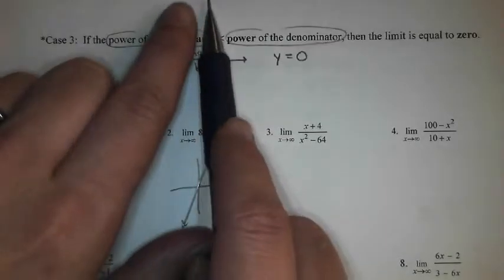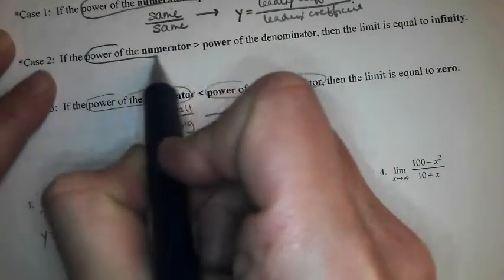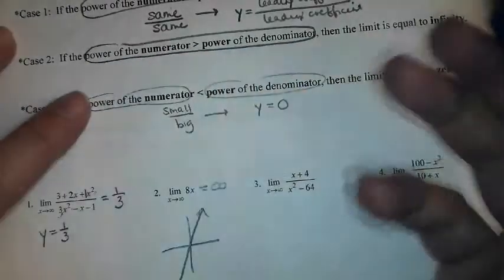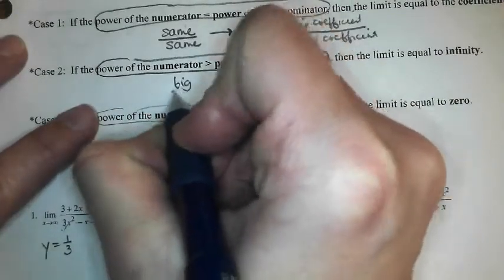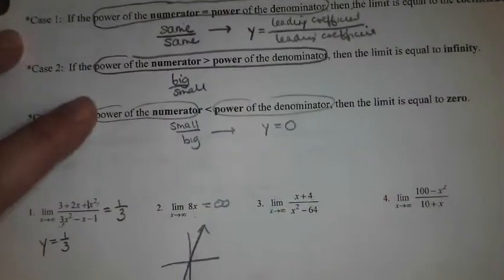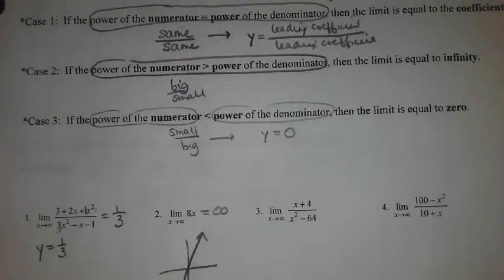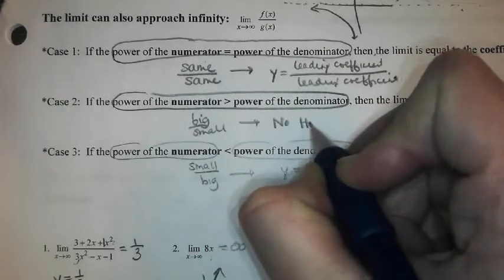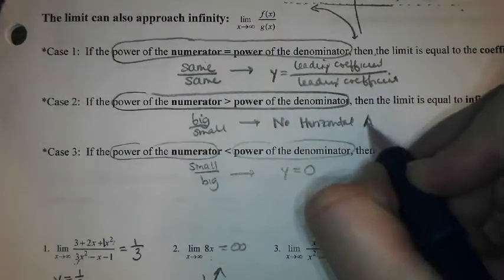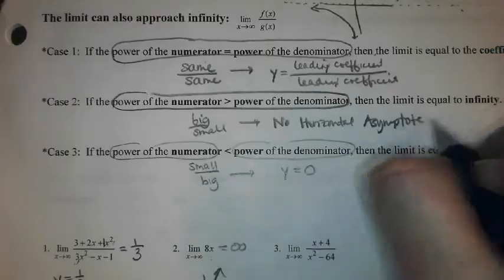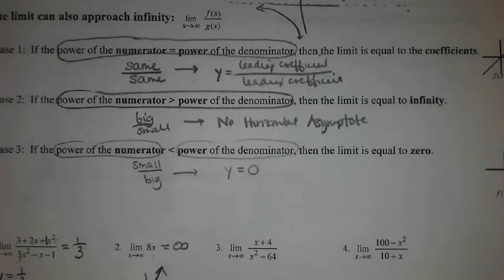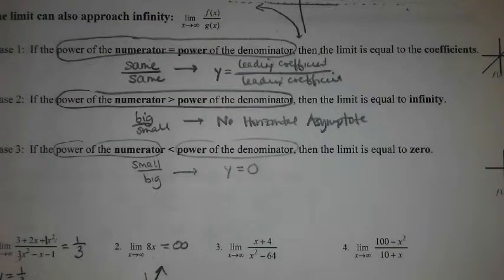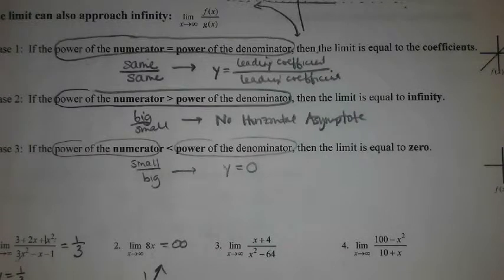And then the last one, when it's big over small, power of the numerator greater than power of the denominator, that to me is more confusing. I just think big over small looks so much easier to remember. That is not going to have a horizontal asymptote. No horizontal asymptote. And if you have no horizontal asymptote, that means you're not flattening out as part of your end behavior. Rather than flattening out, you're either going to go towards infinity or negative infinity.